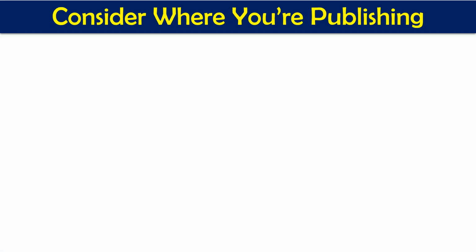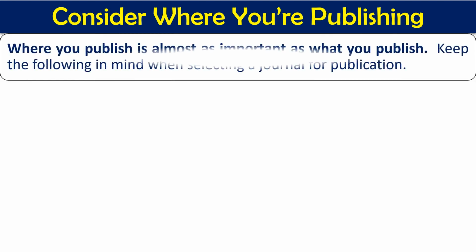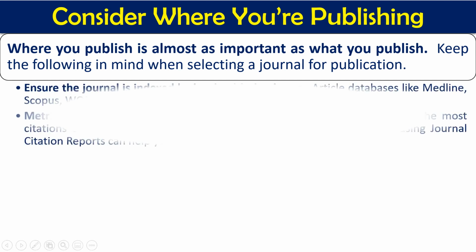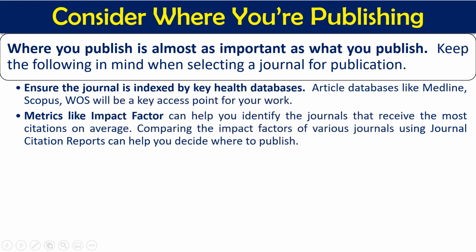Then consider where you are going to publish your paper. Whenever you want to publish your paper, you need to think about where you are going to publish. Where you are going to publish is as important as what you want to publish. So keep the following in mind when you are going to select a journal for your manuscript. First, ensure the journal is indexed by a health database if you are working in the healthcare sector. Article databases like Medline, Scopus, Web of Science will be key access points for your work.